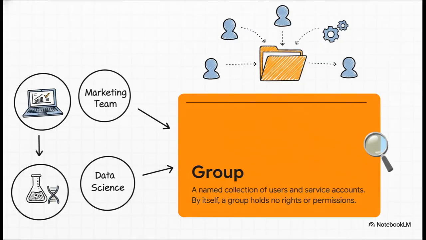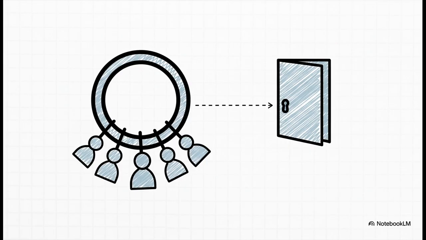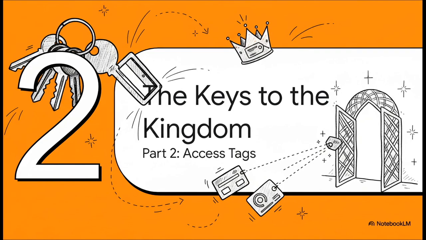Now, to keep all these accounts from becoming a total mess, we organize them into groups. A group is really just a named list of users and service accounts. You might create a marketing team group or a back-end engineers group. It's just a way of putting related accounts together. And here's a super important point. A group on its own is just a container. It has zero power. The best way to think about it is like a key ring. It's the thing that holds all the people, but right now it doesn't actually have any keys on it. It can't open a single door.